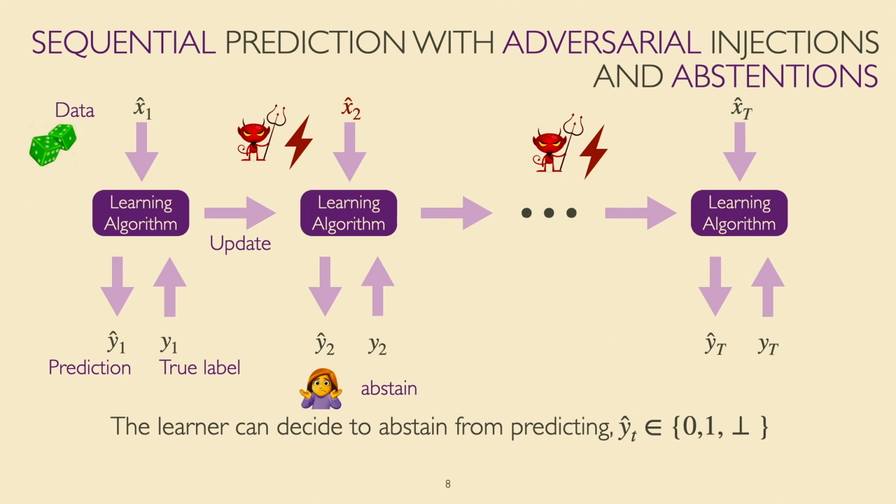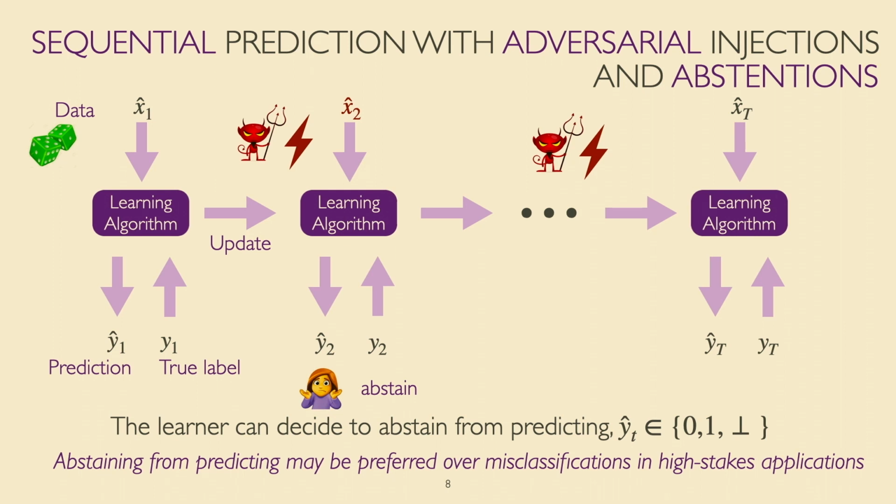The option that the algorithm has is that it can decide to abstain on predicting on some inputs. So instead of always choosing to predict y hat t being say 0 or 1, which are the two labels, it can decide to abstain. And this will be denoted by this bot operator. So basically you can decide, okay, I'm not going to make a prediction at this particular time. And this is the extra property that we have.